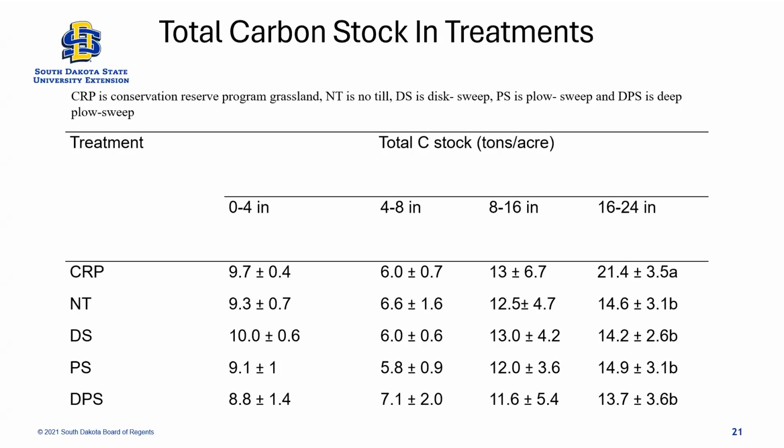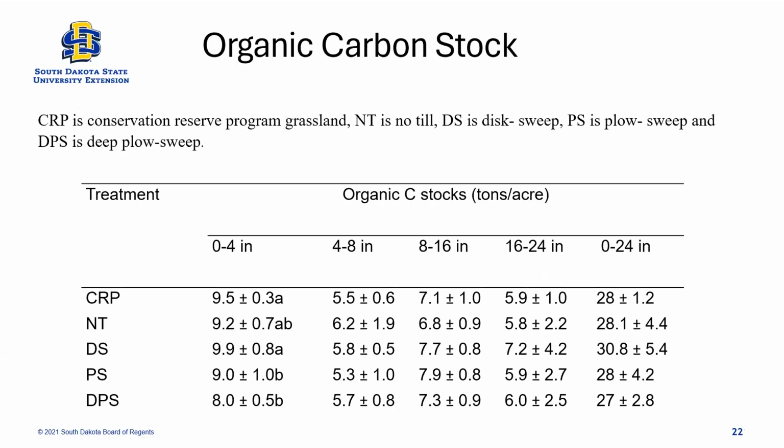Here's the total carbon stocks at the different depths in the study. And there was no statistical difference in total carbon except at the deepest depth. The CRP treatment had more total carbon because it had higher inorganic carbon concentration. But as you can see with the standard deviations, some of these standard deviations are 6 tons per acre when the concentration is 13 tons per acre. So the carbon stocks are very highly variable in the soil.